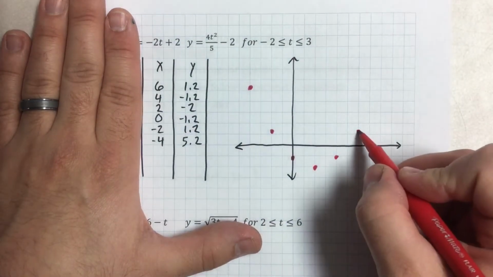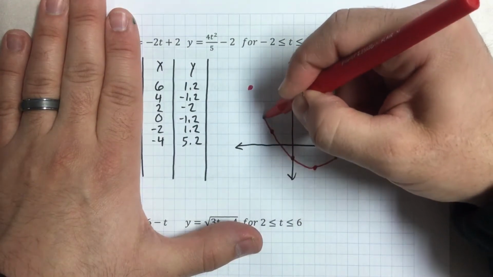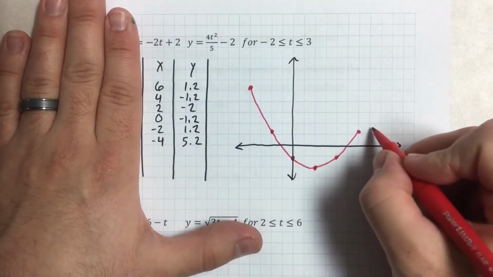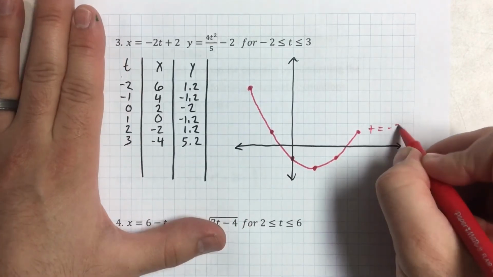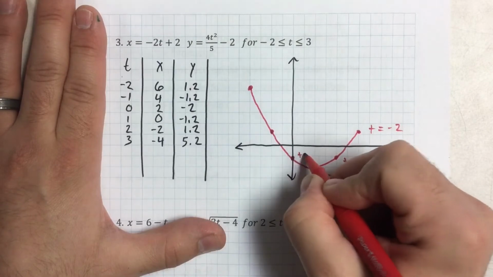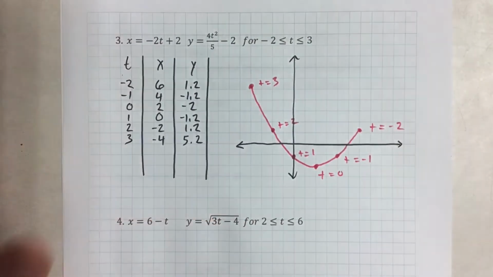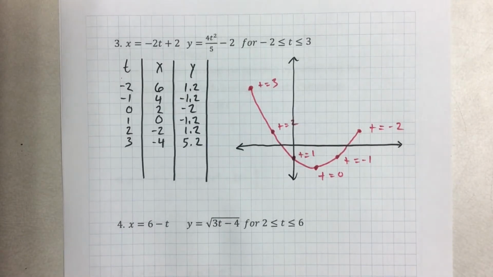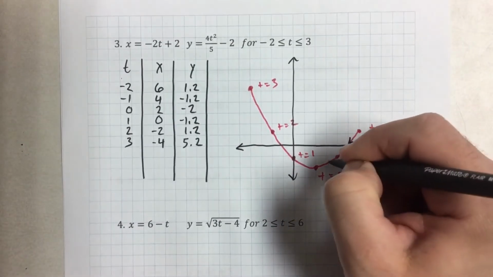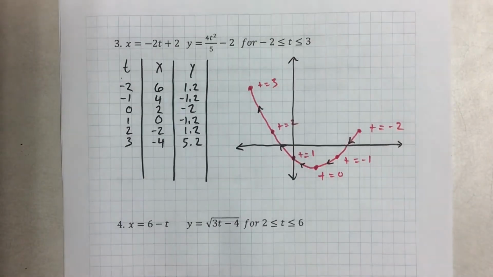Okay, and then we connect. We place our t's. We have t equals -2, t equals -1, t equals 0. Okay, now we indicate direction. And there we go. All right, so let's look at the last one.